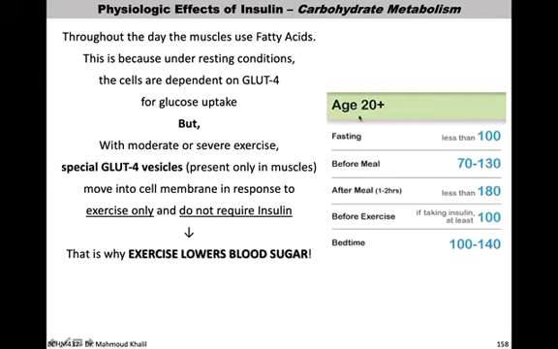So normally, above the age of 20, in fasting condition, the blood sugar level is less than 100, while before meals it ranges from 70 to 130. After a meal, at a maximum of 2 hours, it is less than 180, while before exercise, if insulin is taken, it should at least reach 100. At bedtime, the maximum is 140. So these are the levels of sugar throughout the day.